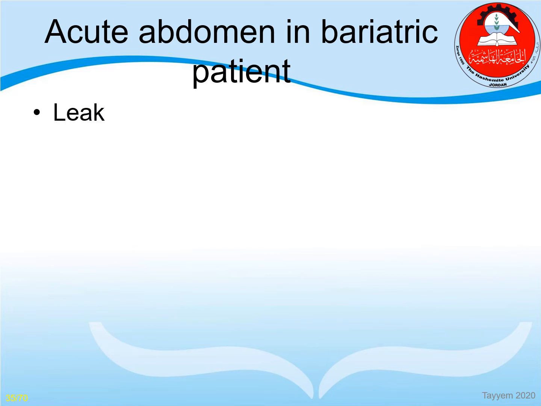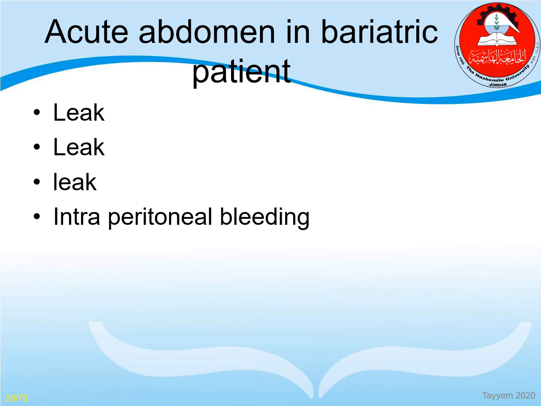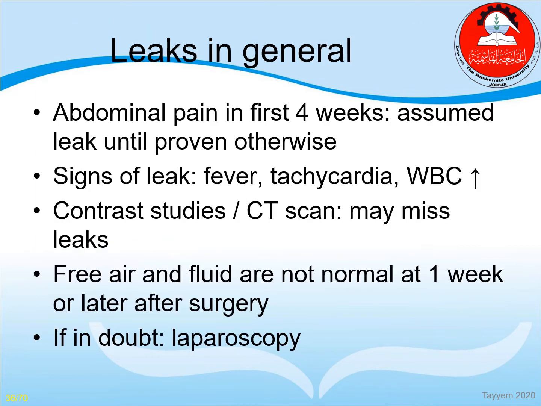Always think about leak, leak, leak. Then you can think about bleeding or intestinal obstruction. Leaks in general: any patient with abdominal pain in the first few weeks after surgery, assume there is a leak until proven otherwise. Signs of leak include fever, tachycardia, and leukocytosis.